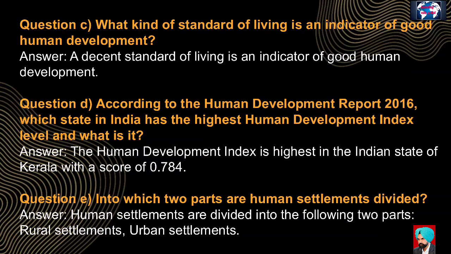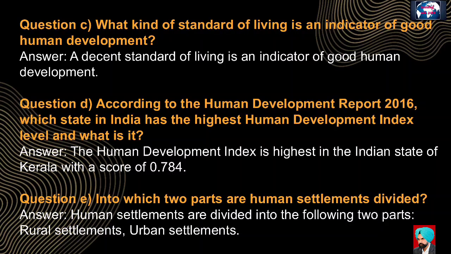Question C. What kind of standard of living is an indicator of good human development? Answer: A decent standard of living is an indicator of good human development. Question D. According to the Human Development Report 2016, which state in India has the highest Human Development Index level and what is it?